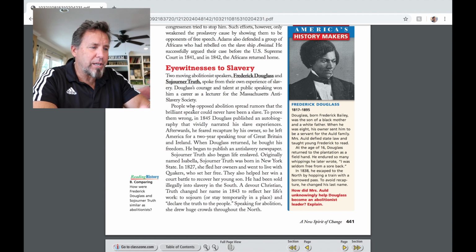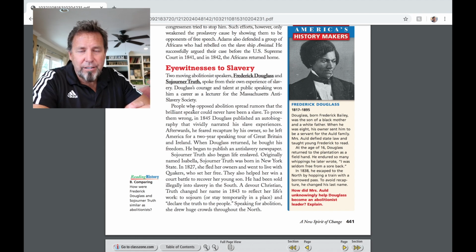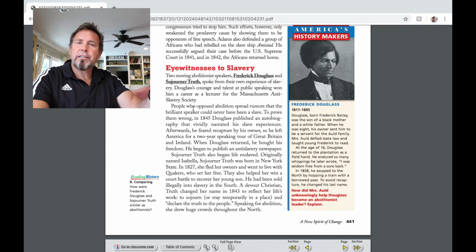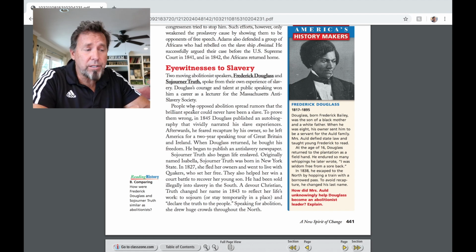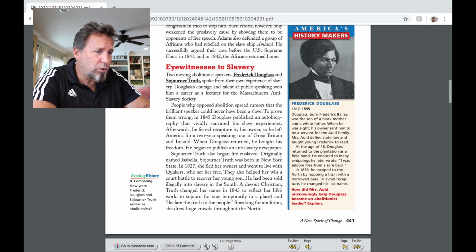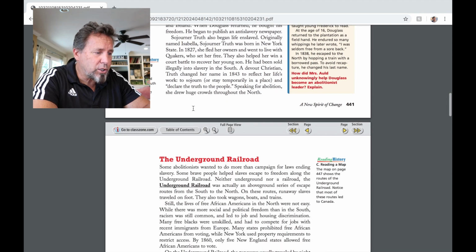One of his most famous speeches, and I know I'm just paraphrasing here, talks about the strangeness of having a system in which one person could own another person. And in his speech, he talks about, do you see this hand? Somebody else owned this hand. Do you see this head? Somebody else owned this head. I did not own my own body. And that becomes one of his most famous speeches that he makes time and time again to convince people about the inhumanity of slavery. So that's a great section to read about America's history makers.